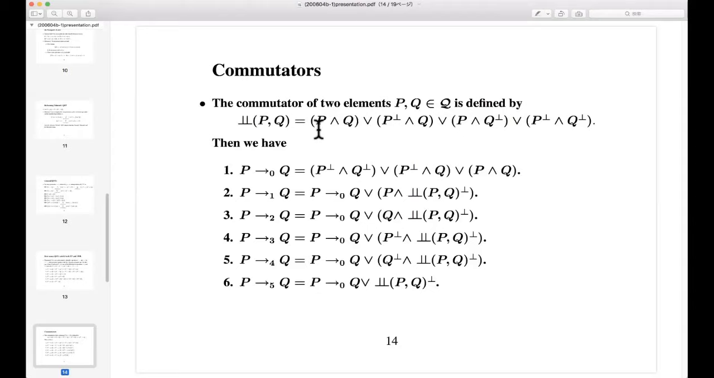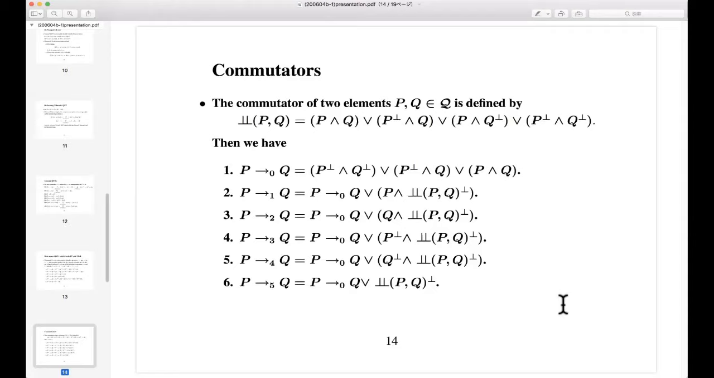Then arrow one is arrow zero or P and negation of the commutator. And arrow two is arrow zero or Q and negation of the commutator. Arrow three, this is the Sasaki arrow, is arrow zero or non-P and negation of the commutator. And arrow four is arrow zero or negation of Q and negation of the commutator. And arrow five, this is classical implication, is arrow zero or the whole negation of the commutator. So we have just these six choices to maintain the transfer principle and De Morgan's laws.